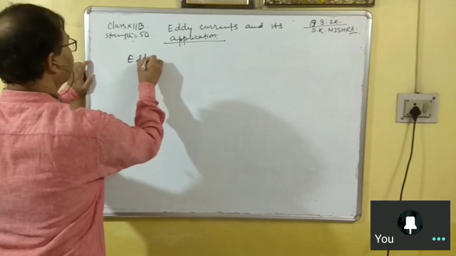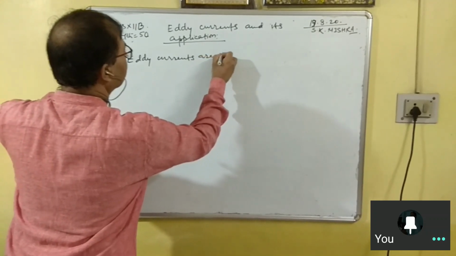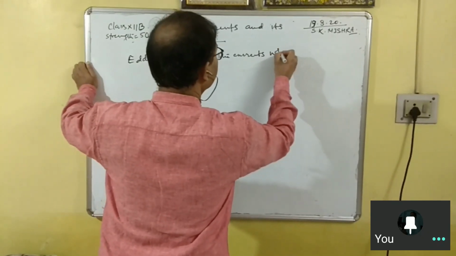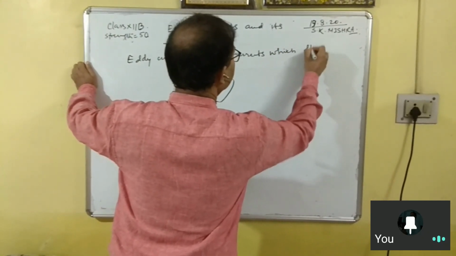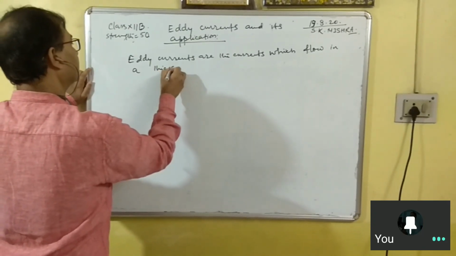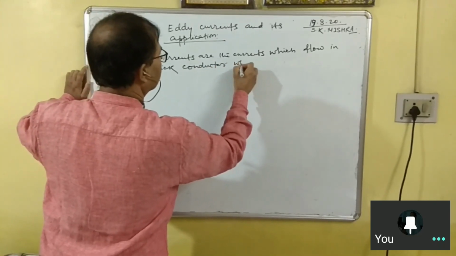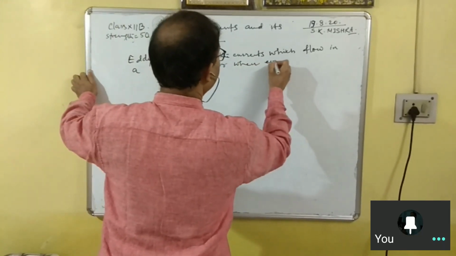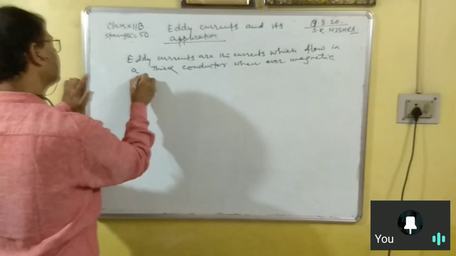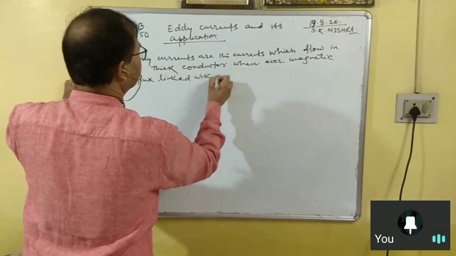Eddy currents are the currents which flow in a thick conductor whenever the magnetic flux linked with it changes.